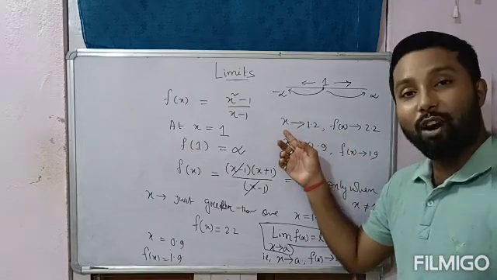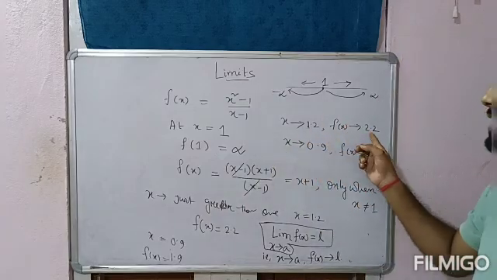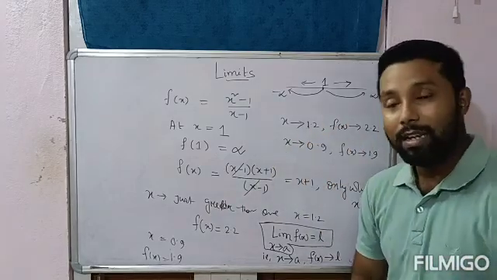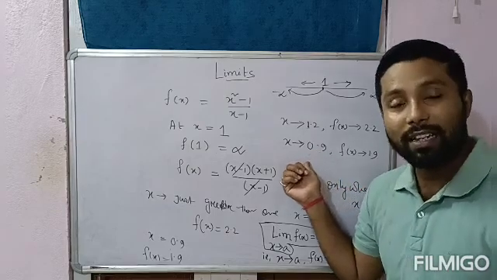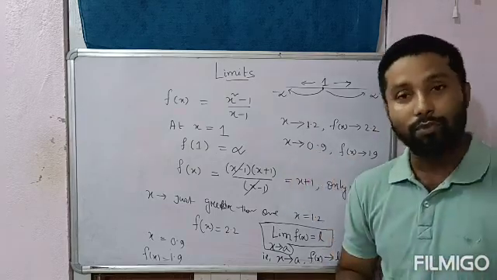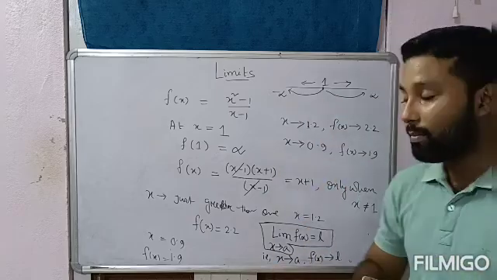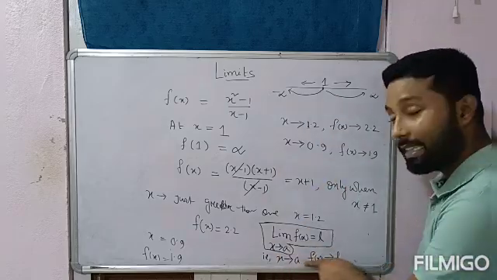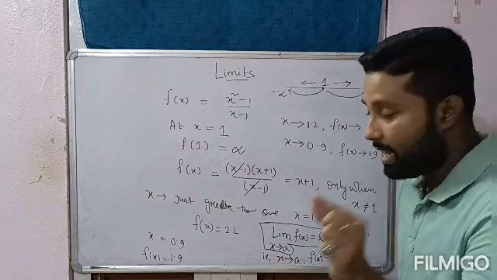If we take a value of x slightly more than 1, then the value of f of x will be slightly more than 2. Similarly, if we take a value of x slightly less than 1, then the value of f of x will be slightly less than 2. So this, in short or in mathematical form, can be represented like this. Limit, LIM. This is the short form of limit.